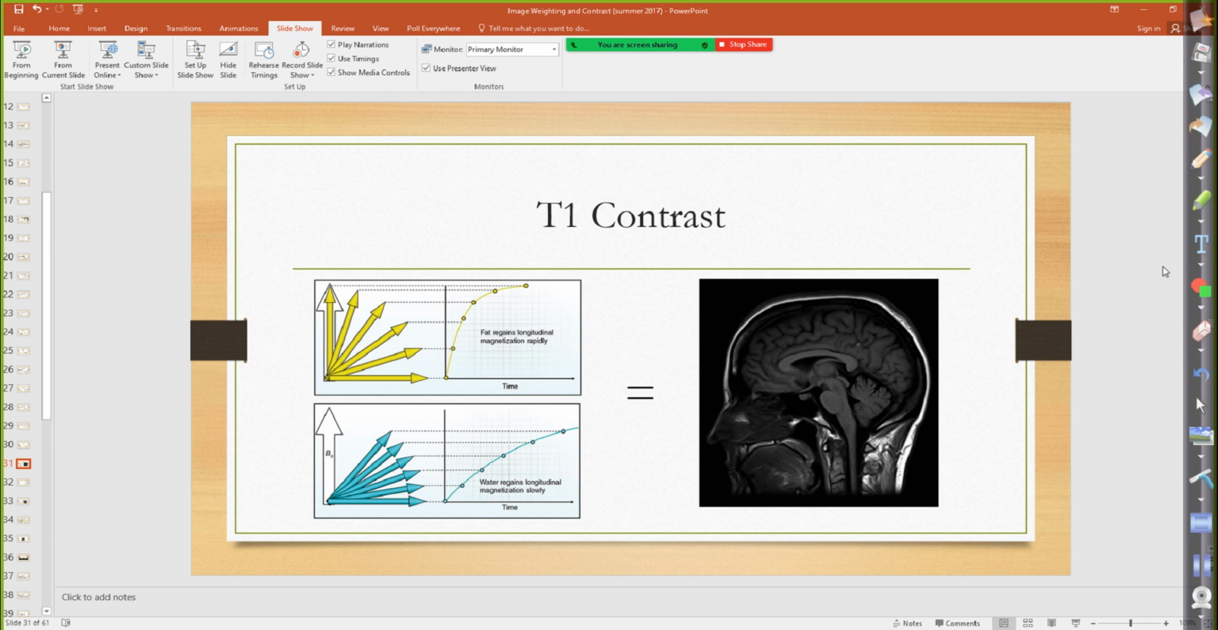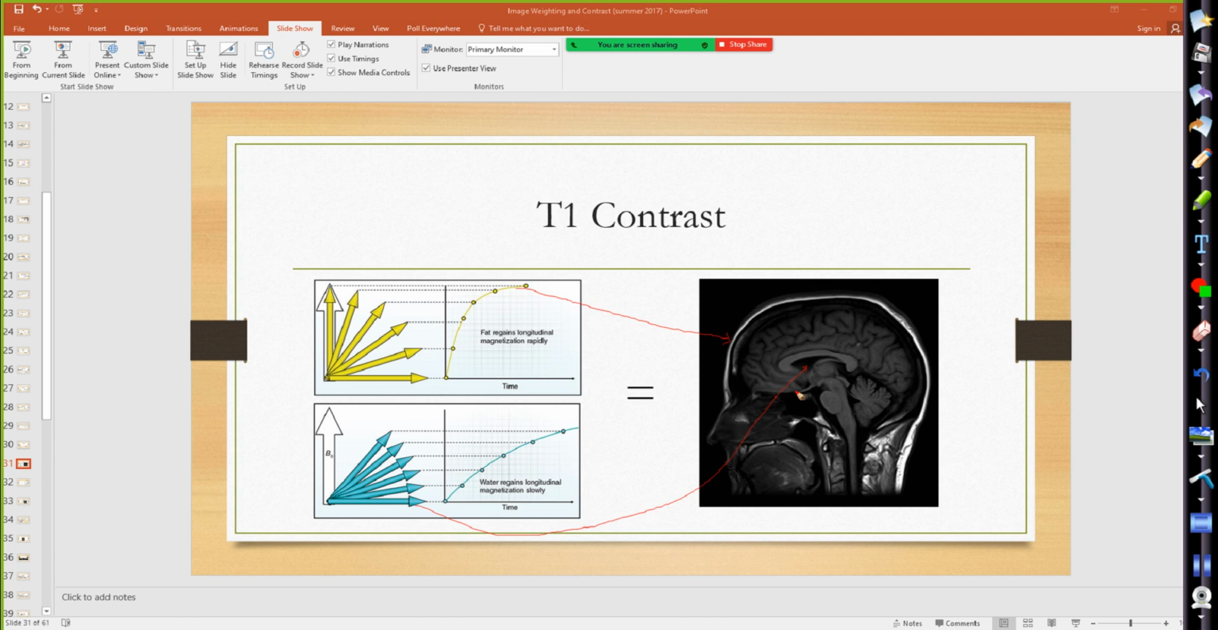So then let's point to our two structures. So then fat is right here on the very edge, subcutaneous fat, and then water right here on our image, CSF. So we're starting to get contrast.